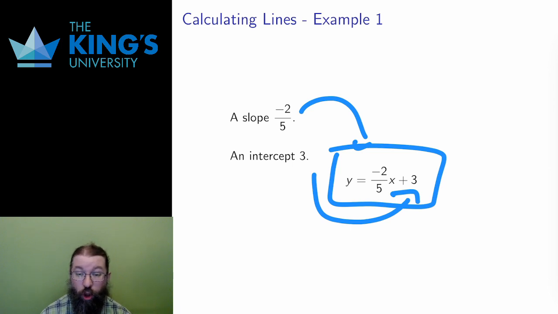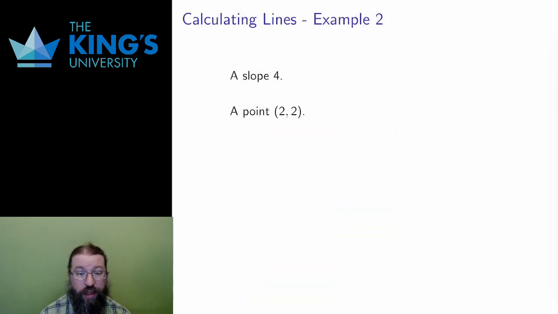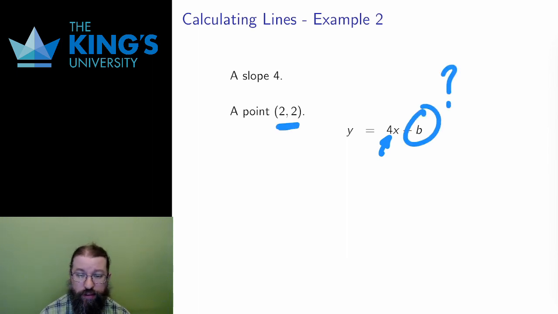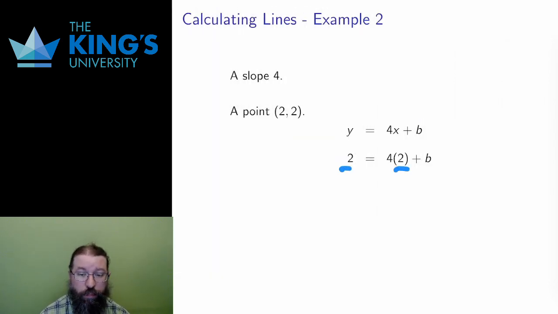Sometimes I am given a slope and a point. I already have the slope, in this case m equals 4, so I can put that number in the slope-intercept form. However, I don't have the intercept, but I have a point. I can put the coordinates of the point in for x and y in the line. In this example, both are 2, so I can replace both x and y by 2. Then I can solve for b.